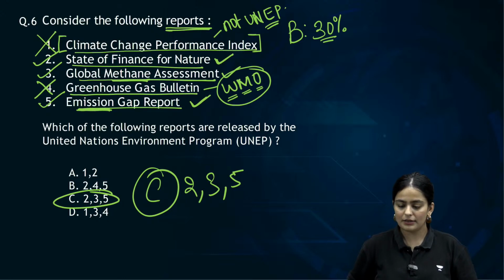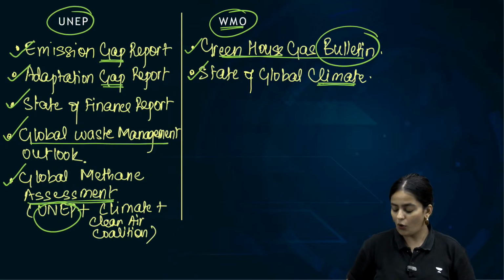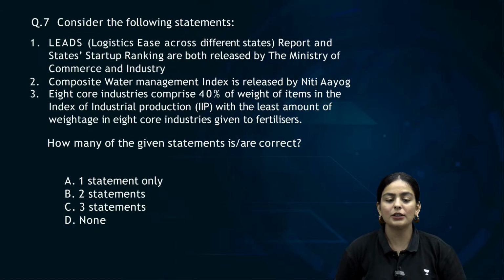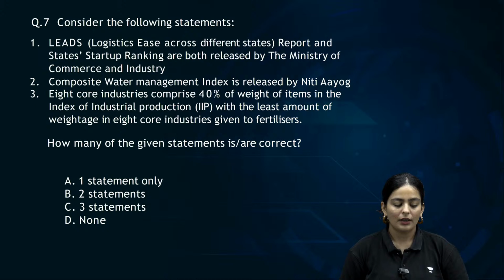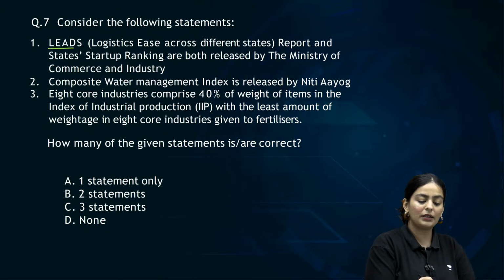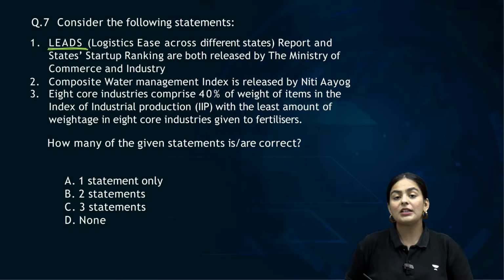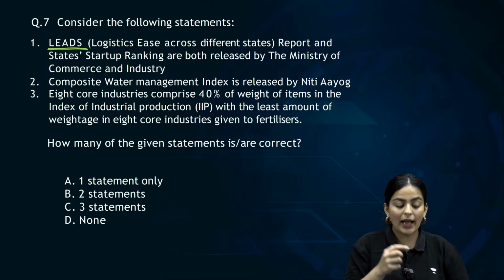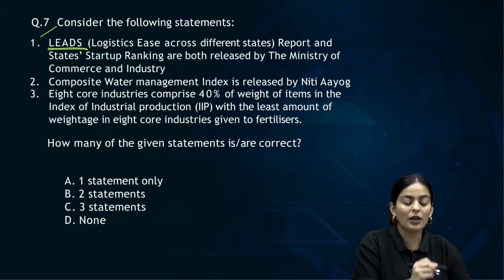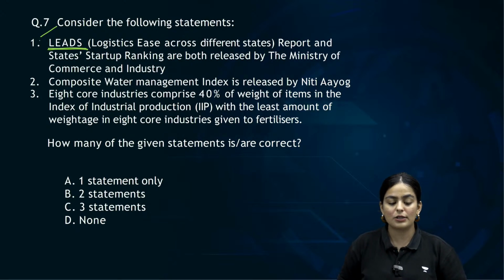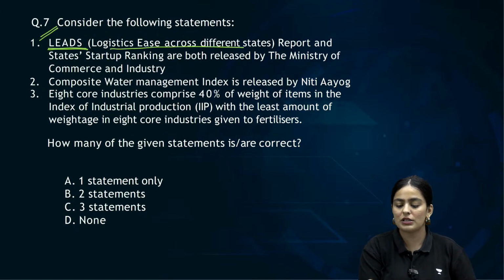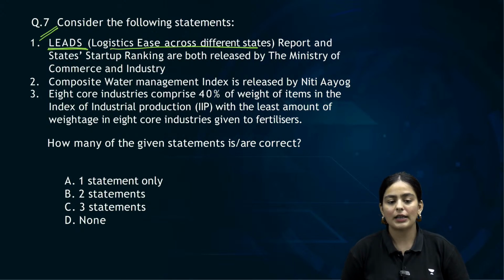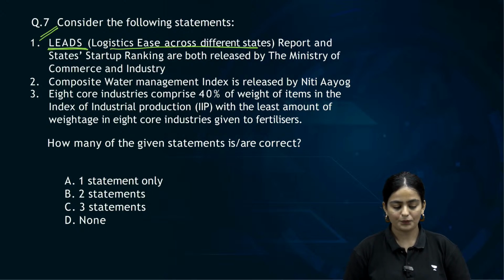We've discussed these. A quick way to revise is all in your slides. Let's come to question number 7. Consider the following statements. LEADS is the topic that we had spoken about, based on the Logistics Performance Index of the World Bank. We have created an index for our country as well called LEADS, Logistics Ease across different states. Please attempt this in the polls and then we will discuss this.